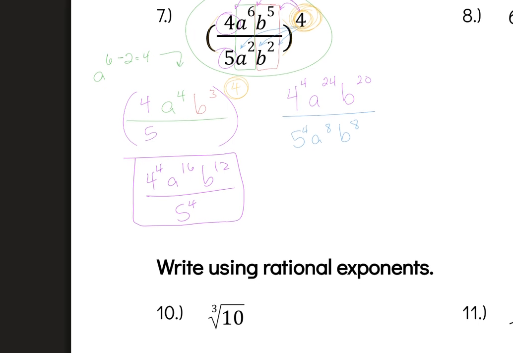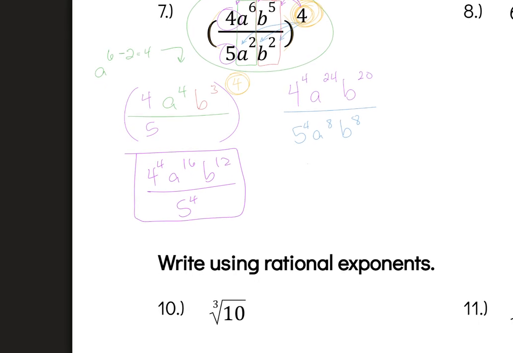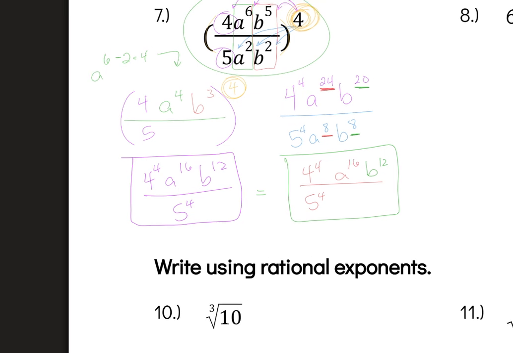Let's go over here, and what we would do is, well, look, there's our 4 to the 4th, there's our 5 to the 4th. 24 minus 8, guess what? 16. 20 minus 8, guess what? 12. We get the same thing, and no, don't say like, oh, it's all real numbers or infinite solutions.